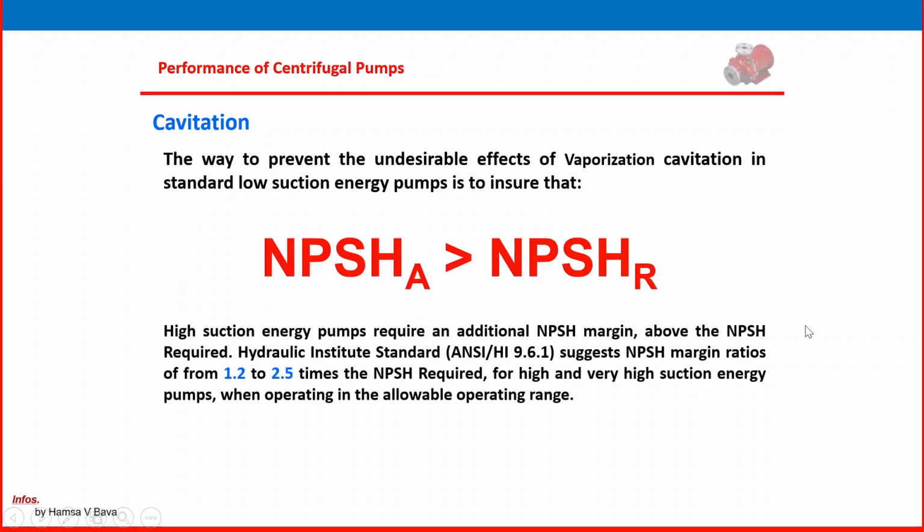So the way to prevent the undesirable effect of vaporization cavitation in standard low suction energy pumps is that NPSH available, that is net positive suction head available, should be greater than NPSH required. High suction energy pumps require an additional NPSH margin above the NPSH required. The Hydraulic Institute standard suggests an NPSH margin ratio from 1.2 to 2.5 times the NPSH required for high and very high suction energy pumps when operating in the allowable operating range.